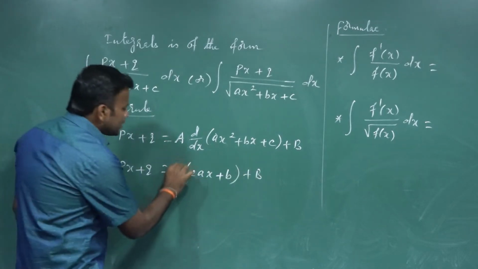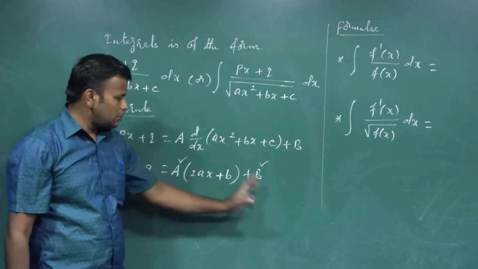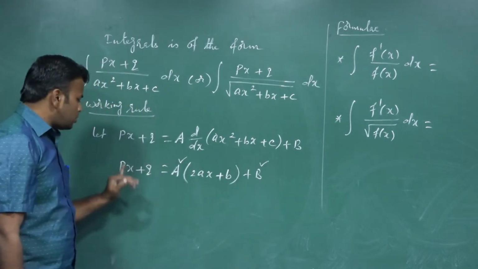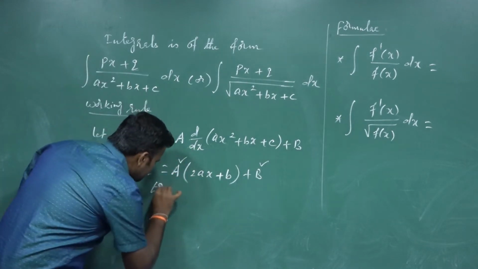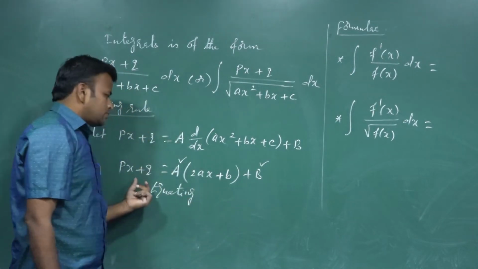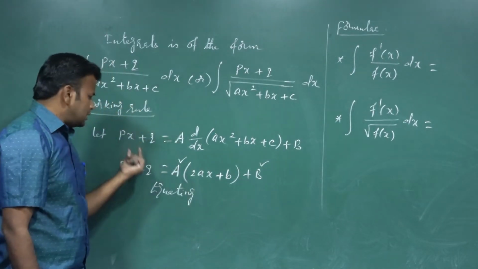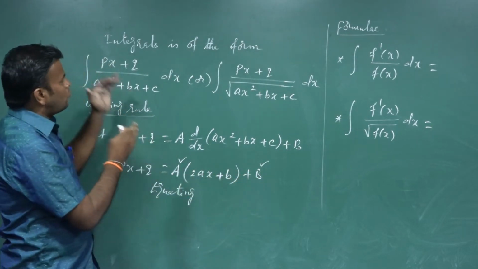The next step is to find the values of the constants a and b by equating the coefficient of x term and the constant term. Equating the coefficient of x term, we get a. Equating the constant, we get b. So it is the process to find the integral.